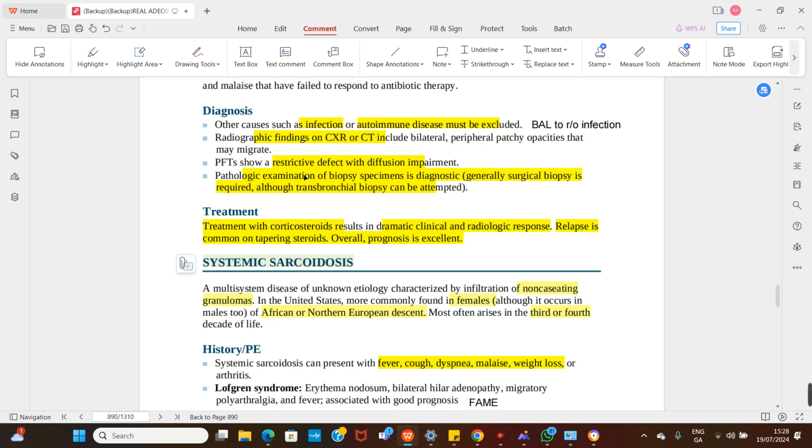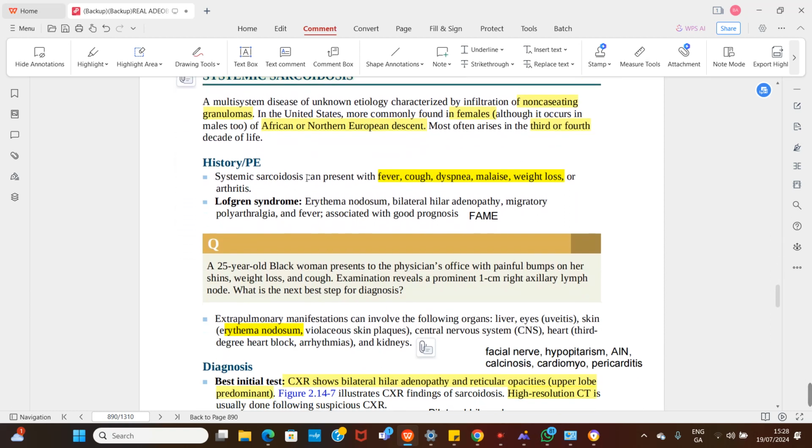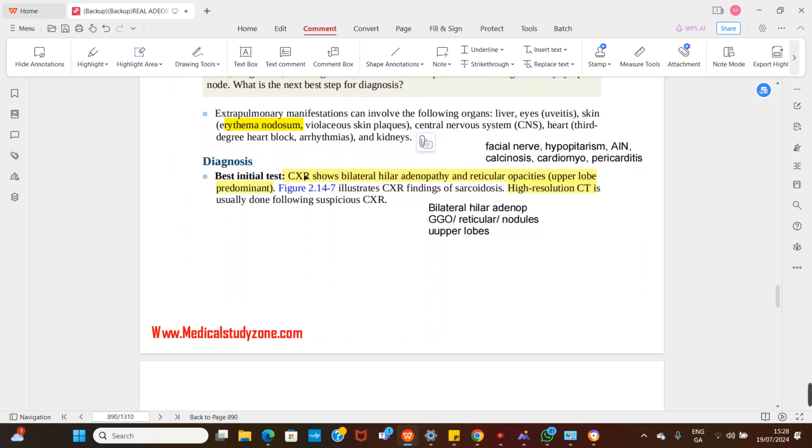Potassium iodide. Yes. So don't forget that. So your best next step is to do your X-ray.